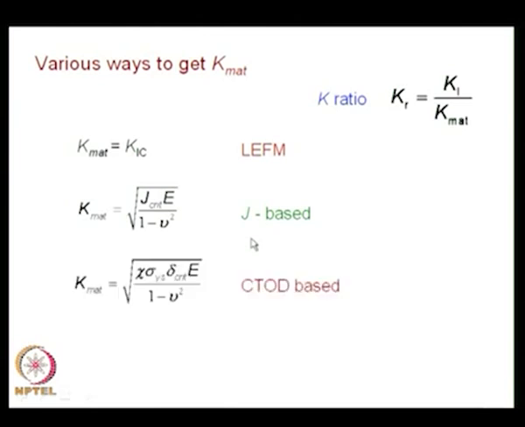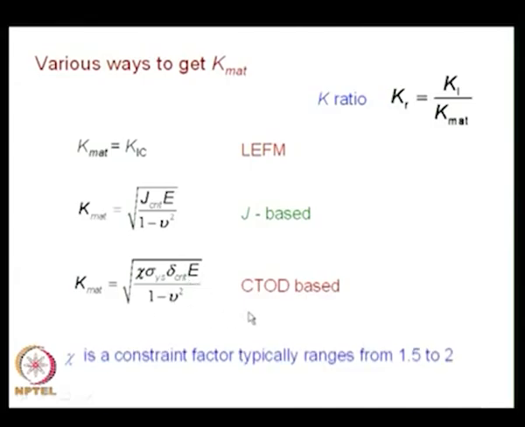and you could also find out K material based on CTOD. So, K material is given as square root of chi times sigma ys times delta critical multiplied by E divided by 1 minus nu squared, where chi is a constraint factor, typically ranging from 1.5 to 2. So, if you are doing a LEFM analysis, you simply take K material as K1C. If you want to refine your analysis, modify this definition based on EPFM parameters like J1C or delta critical.